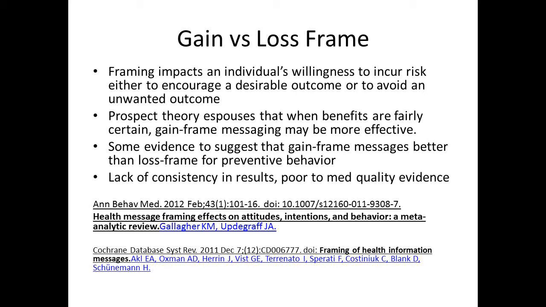Dr. Schilling, can you, on the second bullet point, give an example of prospect theory where the benefits aren't fairly certain versus where they are, just to contrast? So I don't know if I have an example of that or not.